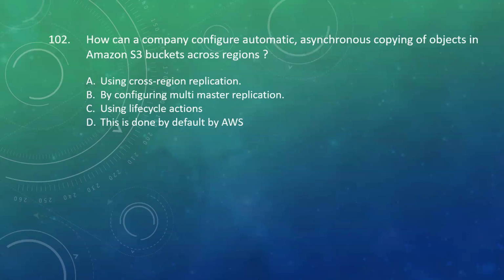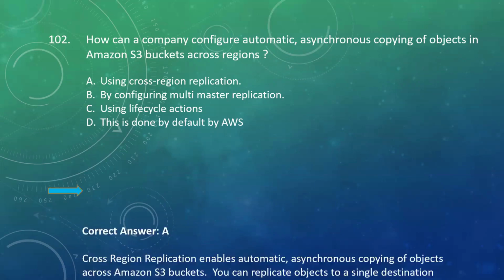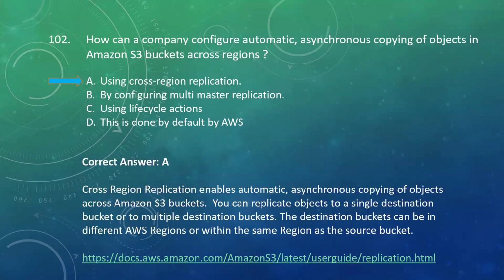Next question. How can a company configure automatic asynchronous copying of objects in an Amazon S3 bucket across regions? Your options are using cross-region replication, by configuring multi-master replication, using lifecycle actions. This is done by default by AWS. So the right answer is option A, using cross-region replication.